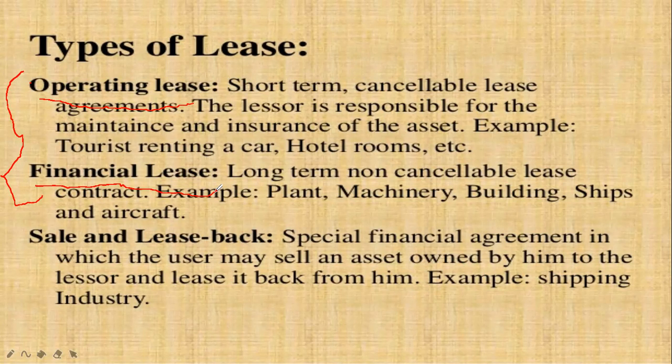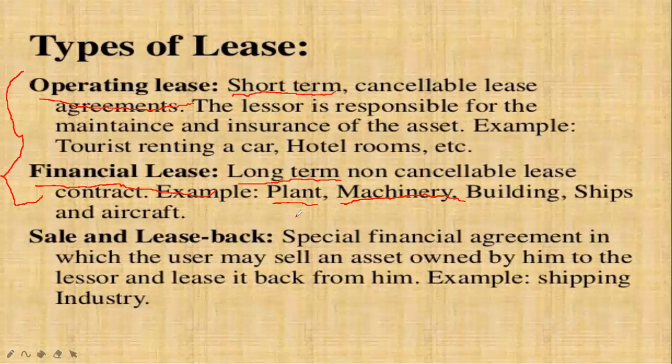So an operating lease is short term. Any lease given for a short term, say a month or two months, is operating. And what is a financial lease? Financial leasing is long term or non-cancelable, meaning a lease of more than one year. What is the example here? Plant and machinery. You can see the amount is also large. Plant and machinery involves more money, and this involves less money.